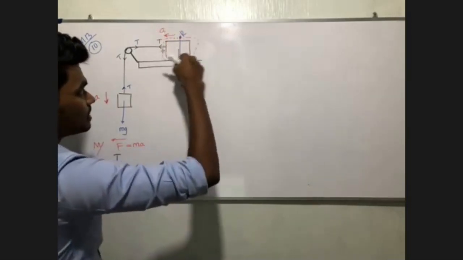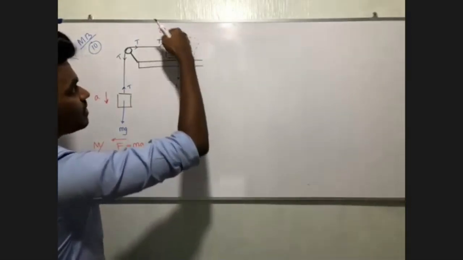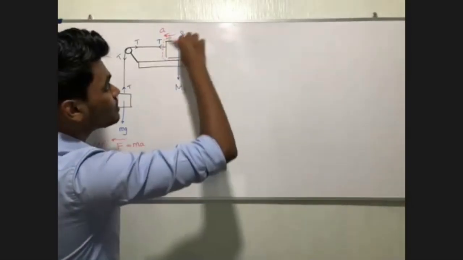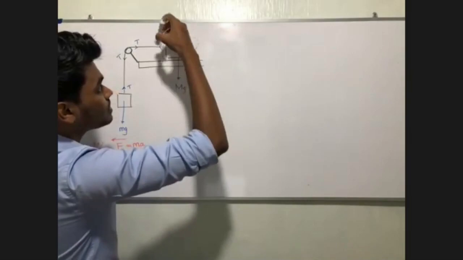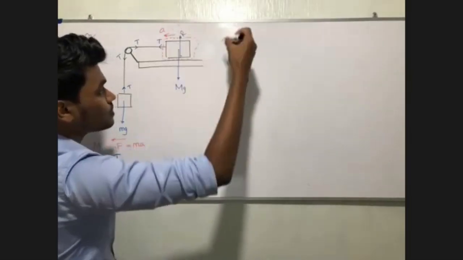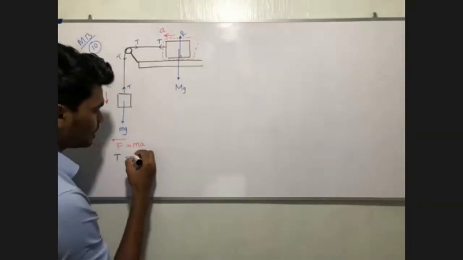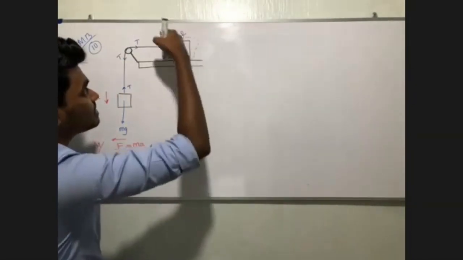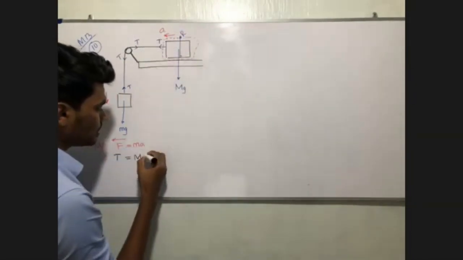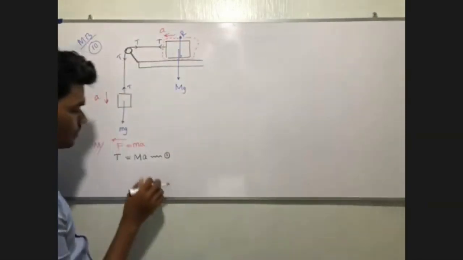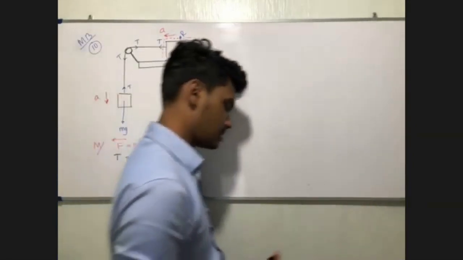What is the force acting on this system in this direction? Capital T. Is there any other horizontal force? No. Equals, what is the mass of this? Capital M. What is the acceleration acting on this object? A. This is one equation.